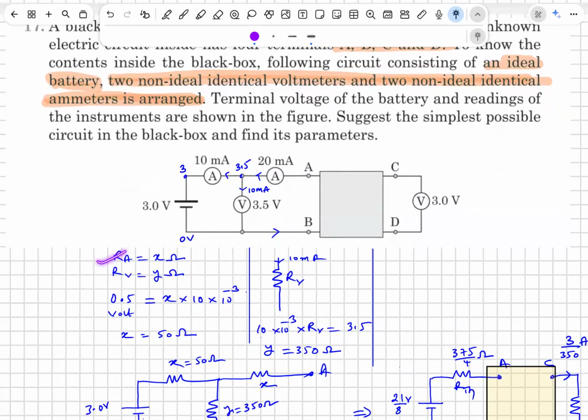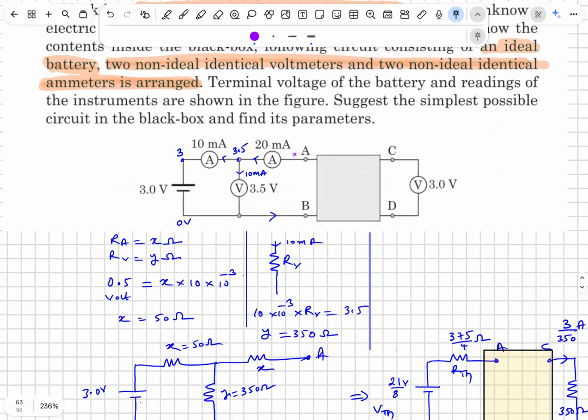I am assuming the resistance of the ammeter is X, and the resistance of the voltmeter is Y. Now please try to understand, 20 milliampere is coming over here. I am taking this as 0 volt. This is 3.5 volts, and this is 3 volts. The difference is 0.5 volts. 10 milliamps is passing through the ammeter of resistance X when the potential drop is 0.5 volts. That allows me to find X as 50 ohm.